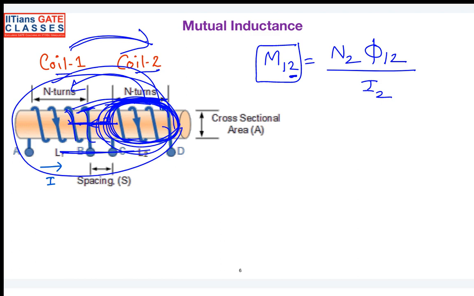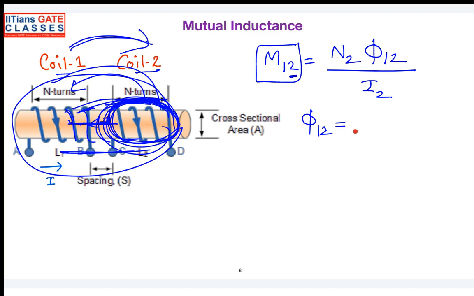So we'll get the value of M12. Which one? No, M21, I was saying, right? M12 and M21 will be defined based on how nearby the circuit is. That's what I was telling. They are not the same. M12 and M21 are exactly equal provided both are nearby.